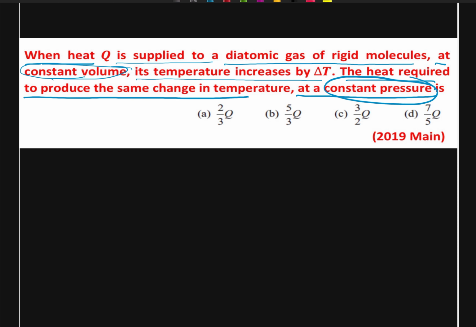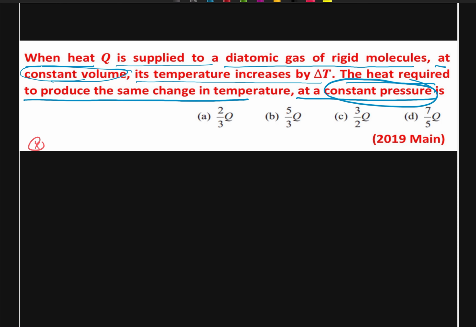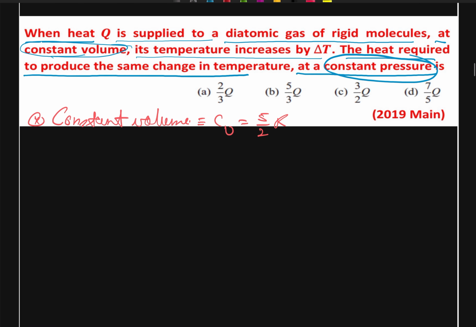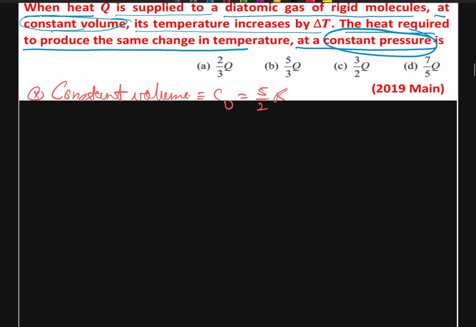Okay. So we can write that at constant volume our C of V is equal to 5 by 2 times R. From here we can find out our C of P, that is constant pressure, which will be equal to C of V plus R, and this will be giving us 7 by 2 times R.